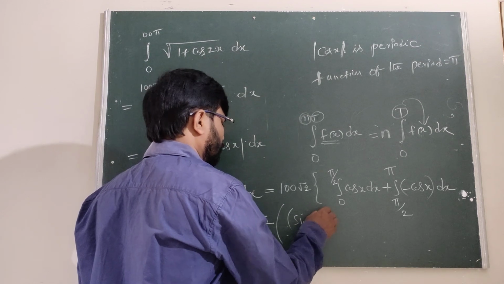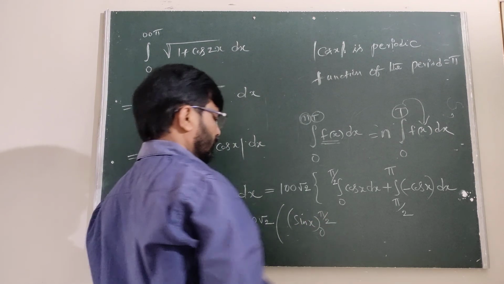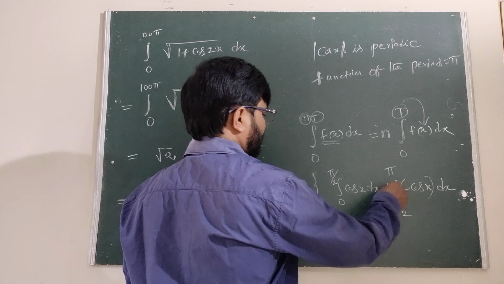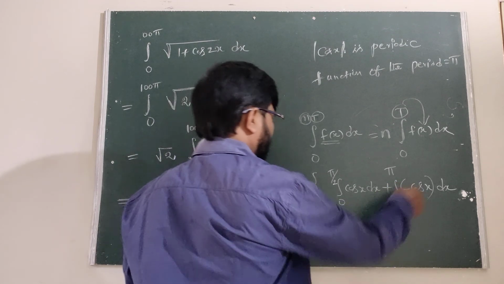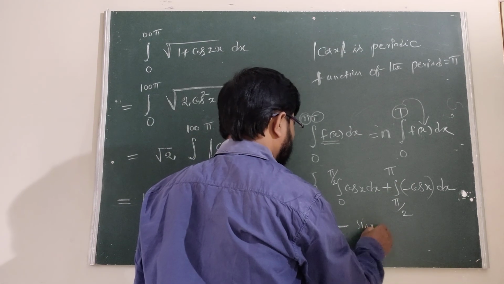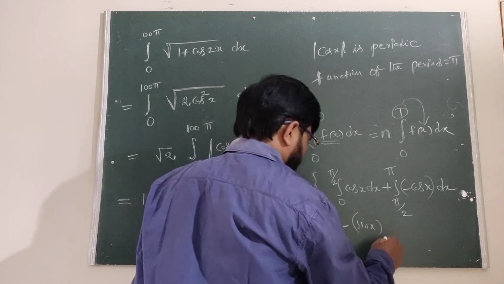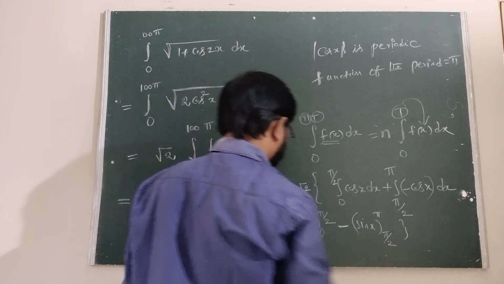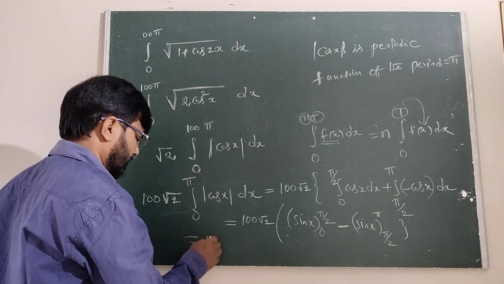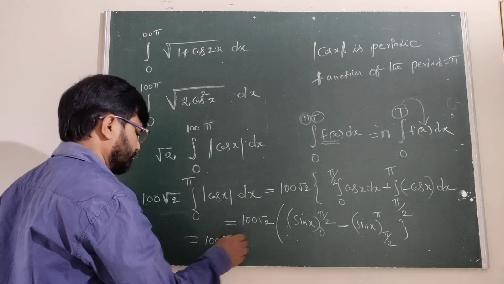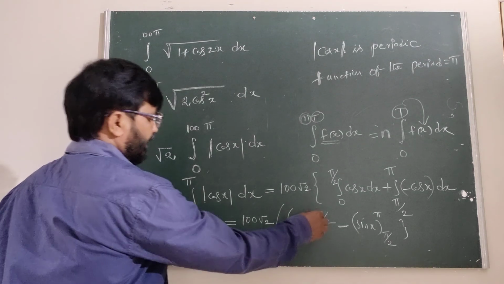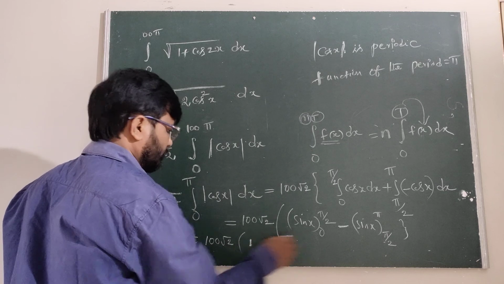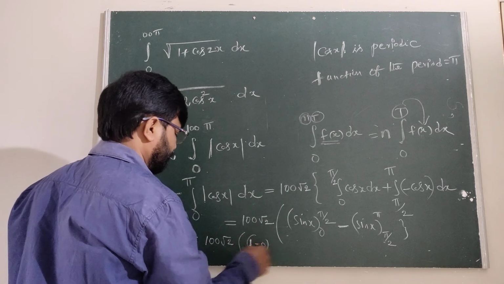Limits 0 to pi by 2. Now this is the minus of, you can write minus outside. The integral of cos x is sin x. Pi by 2 to pi. Now this is 100 root 2. Sin 90 minus 0.